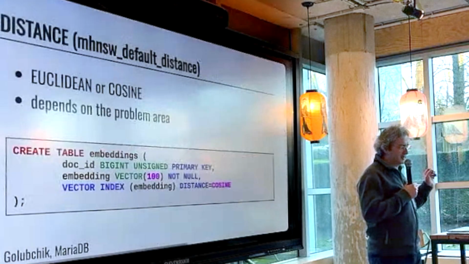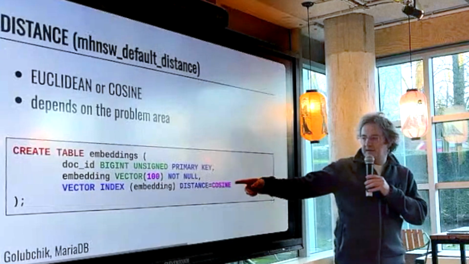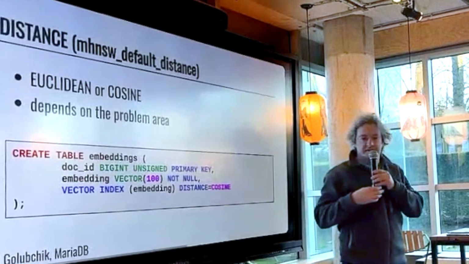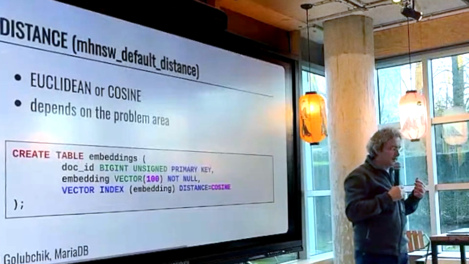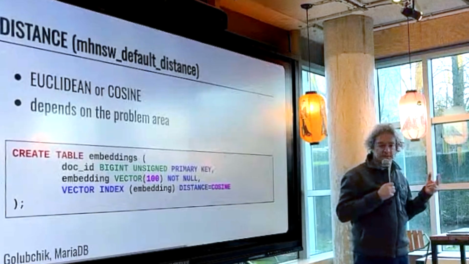The distance parameter is something you specify per table. If you do not specify it per table, then the default distance variable will be used; that's where the variable comes from. It takes two values: it could be either Euclidean or cosine.